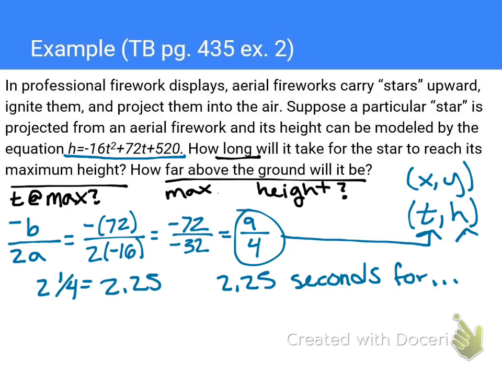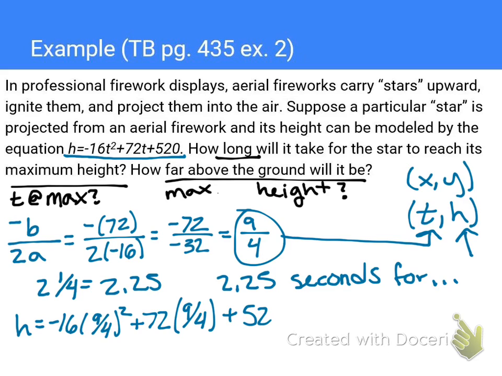Okay, so now for the second part of the question, I'm looking at how far above the ground will it be, so what is that maximum height? And to find that, I'm just going to plug in this t value, right? So this is an ordered pair that's included in my function, so if I plug in t, I'll be able to find what the matching h is. Okay, so plugging in 9/4 to this equation, I get this.